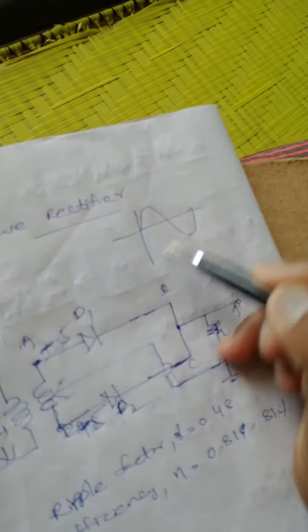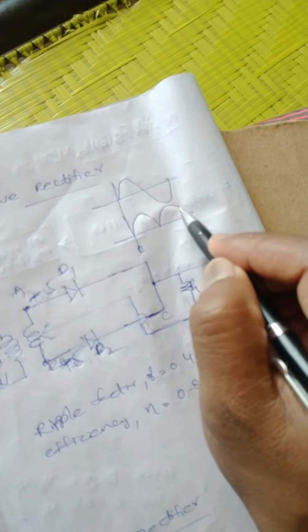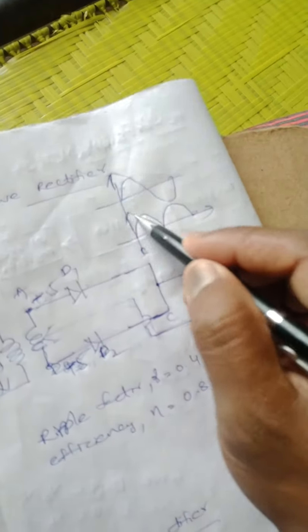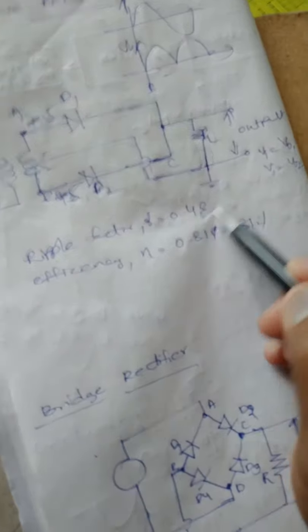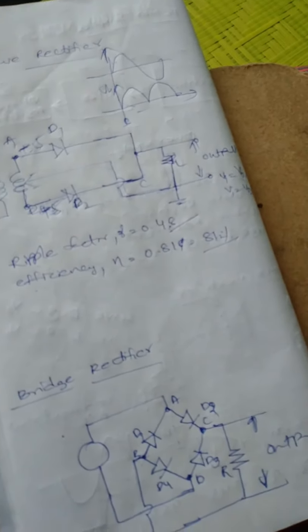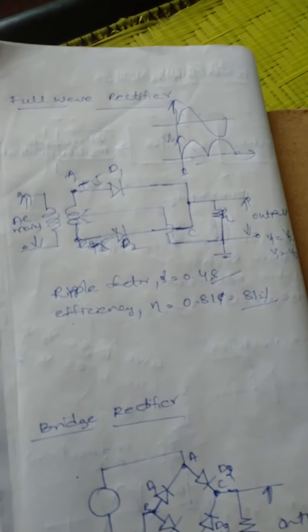This is the input waveform we are giving, and this is the output we are getting. We are getting the full wave, and here the ripple factor is 0.48 and the efficiency is 81%. It is doubled. The efficiency got doubled in the full wave rectifier. So, do you understand? Half wave rectifier, full wave rectifier.